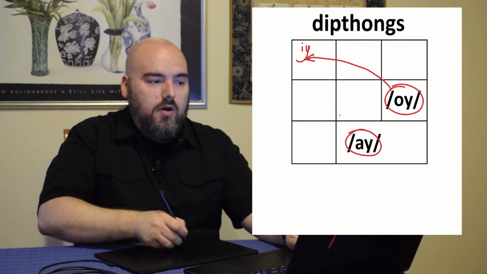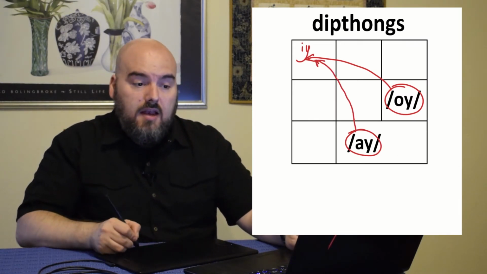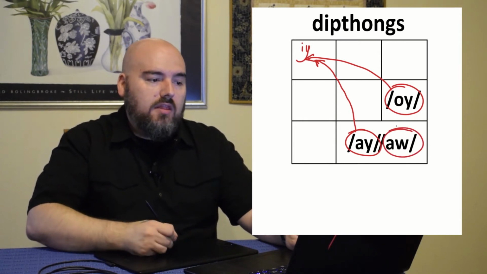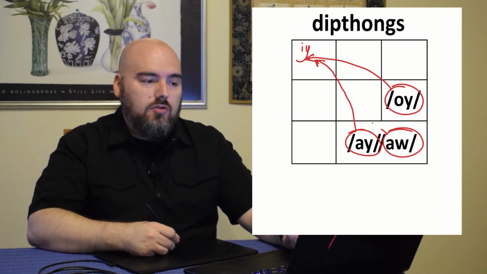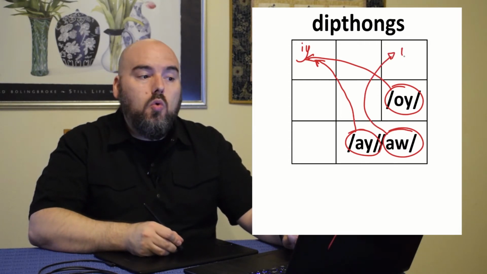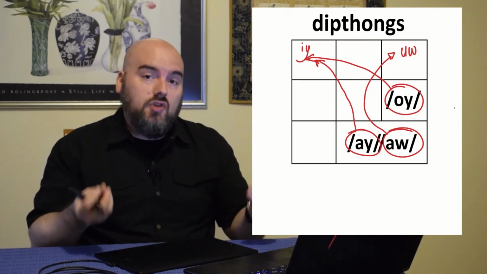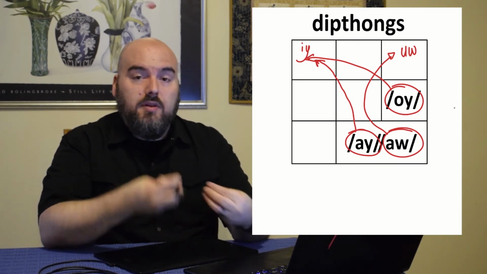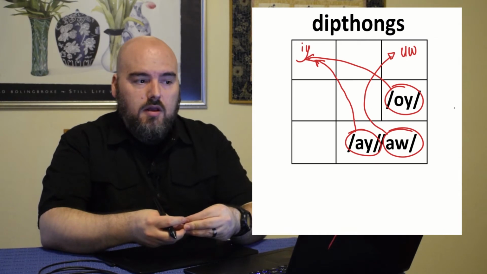Again, it starts all the way over here, and it goes all the way up here. And then also you have ow, which starts all the way at the bottom as a central back, and goes up to the oo. And this is the reason why diphthongs are considered two separate sounds that are joined into one, that can't really be separated, but they start off in one vowel and they end up in another vowel.